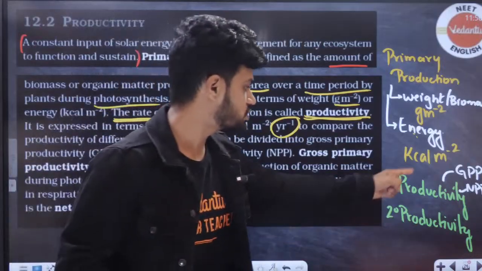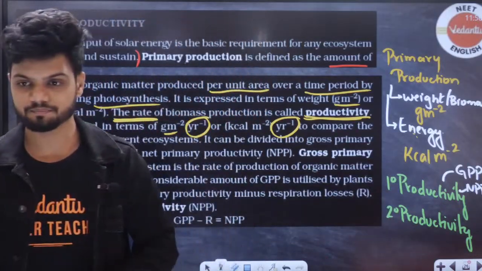So we have primary productivity as GPP, NPP. We have secondary productivity. Both are different.